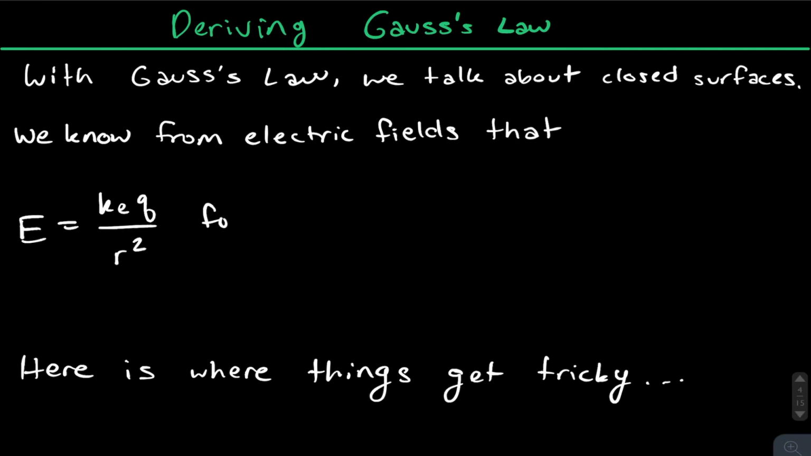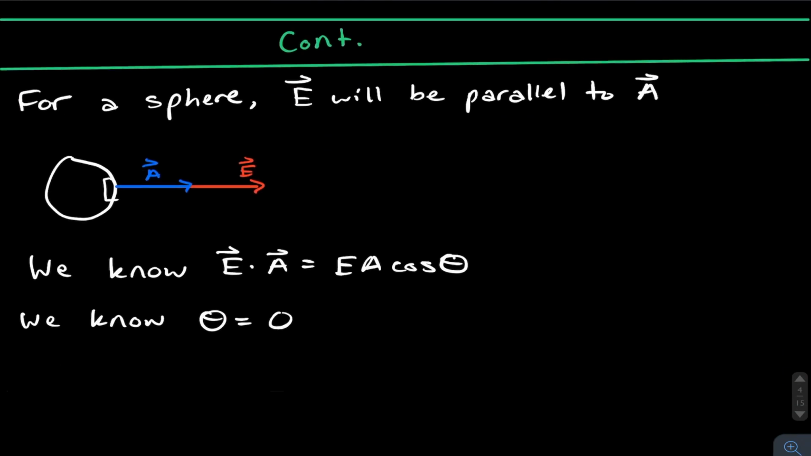And that is for the surface of a sphere. That's what the electric field is for. So here's where things are going to get a little bit tricky, but if you can stay with me, you're going to understand how to derive Gauss's law perfectly.